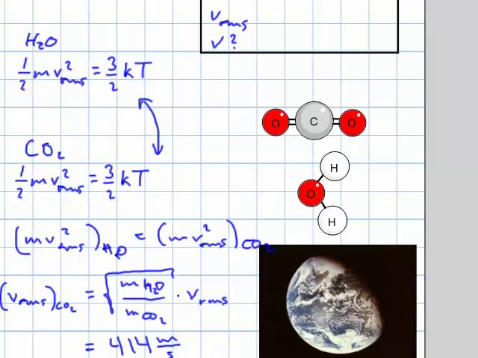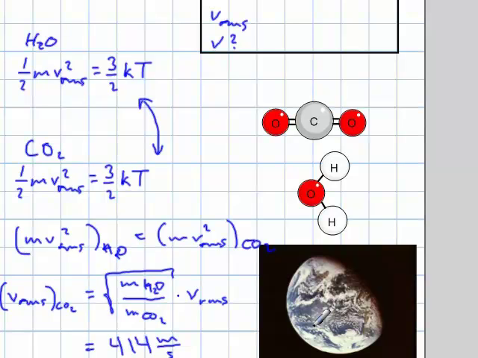By the way, where I came up with the mass numbers is in the back of the book, the table of the elements. You look at the atomic mass, I'm sorry, not atomic numbers, atomic mass was correct. So you look it up for oxygen, which is virtually 16. You look it up for carbon, which is virtually 12. You look it up for hydrogen, which is virtually 1. Even rounded to 2 or 3 significant figures, the answer then is 414 meters per second.